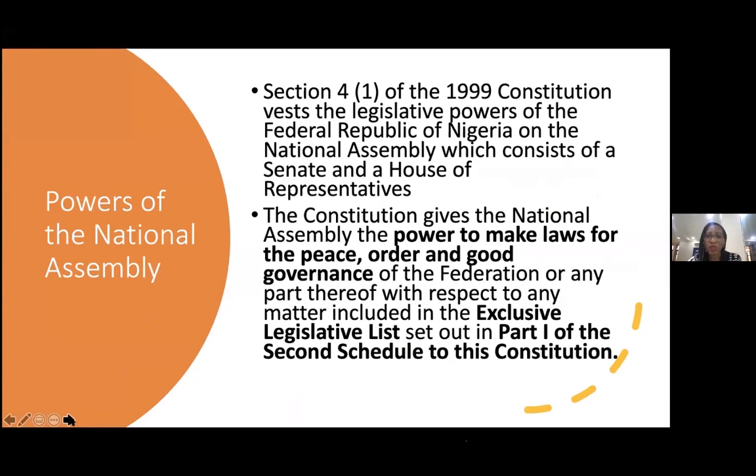I just put it out here for the benefit of those who may need the information. The provision of the Constitution that vests legislative powers in the National Assembly of the Federal Republic of Nigeria is in Section 4, subsection 1 of the 1999 Constitution. The Constitution also gives the National Assembly the power to make laws for the peace, order, and good governance of the Federation or any part thereof with respect to any matter included in the exclusive list set out in Part 1 of the second schedule.